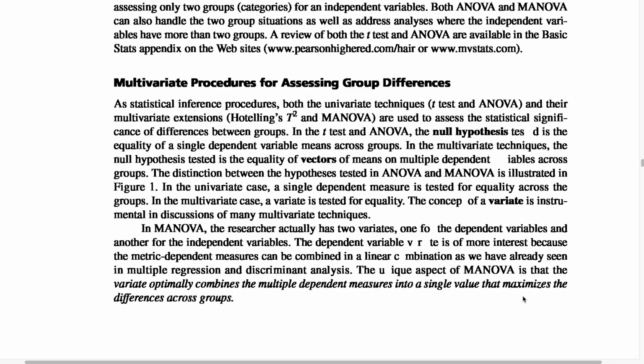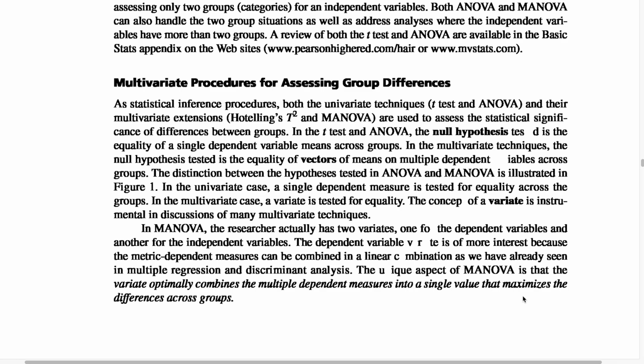As statistical inference procedures, both the univariate techniques, the t-test and ANOVA, and their multivariate extensions, Hotelling's T2 and MANOVA, are used to assess the statistical significance of differences between groups. In the t-test and ANOVA, the null hypothesis is the equality of a single dependent variable's means across the groups.